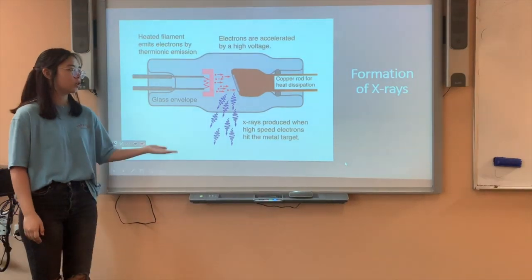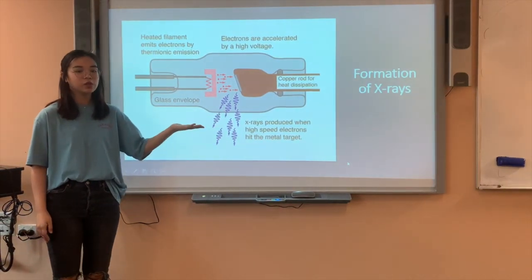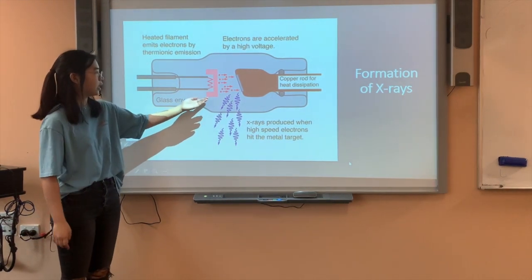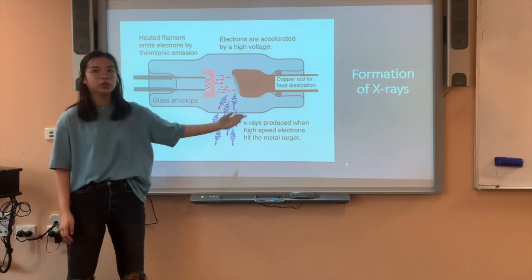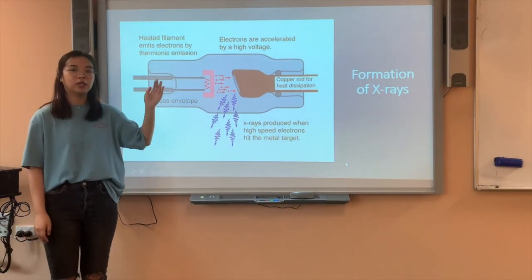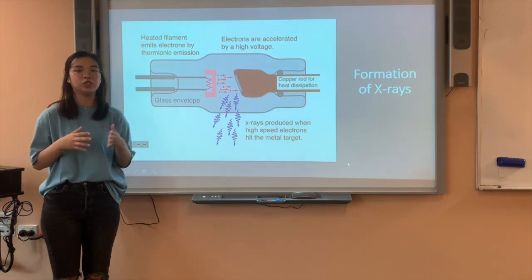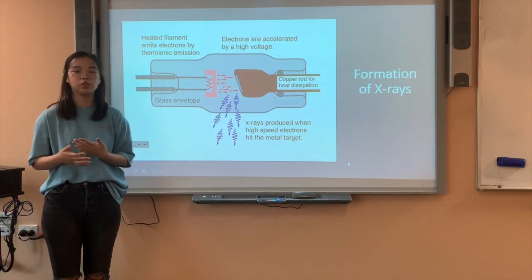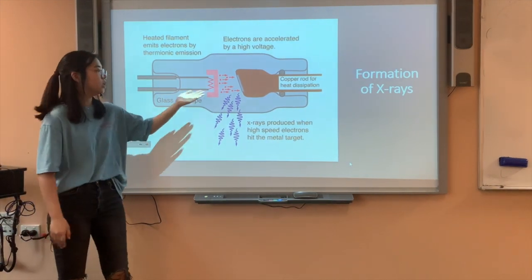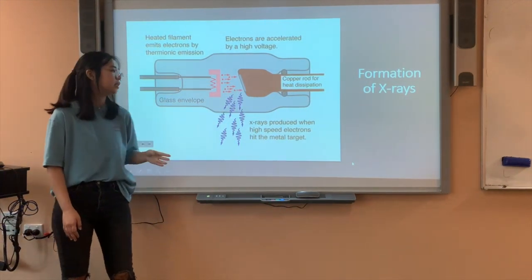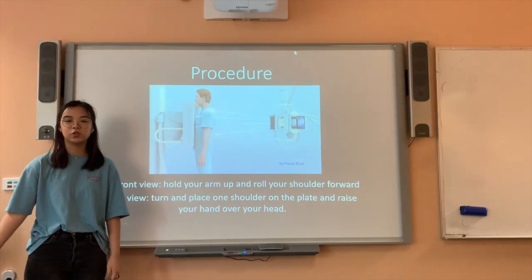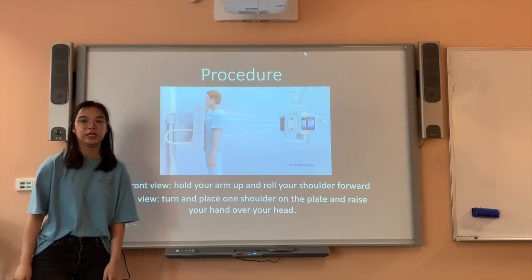Now I'll be talking about how X-rays are formed. X-rays are generated in a vacuum tube. This is the cathode over here, and this is the anode. The electrons are released by the cathode, and a high voltage in the vacuum tube causes the electrons to move at high speed. They hit the anode, and X-rays are produced when they hit the target. Now I'll pass on to Nin to talk about the procedure of taking the X-ray.